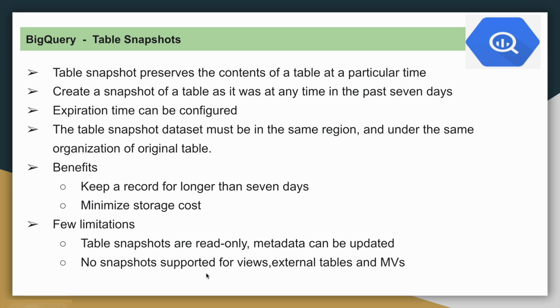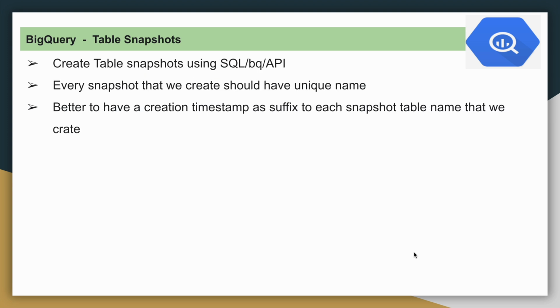And snapshots are not supported for views, external tables and materialized views, right? Obviously, because in order to take a snapshot, the table's data has to be stored in BigQuery. In the case of views and external tables, the data is not stored. Usually it's a query, and you'll be referring to the underlying table. A materialized view is also a view, but you will be taking the snapshot of a table, right? So this is not applicable in the case of materialized views either. Okay, I hope you got this concept and understood it clearly, right?